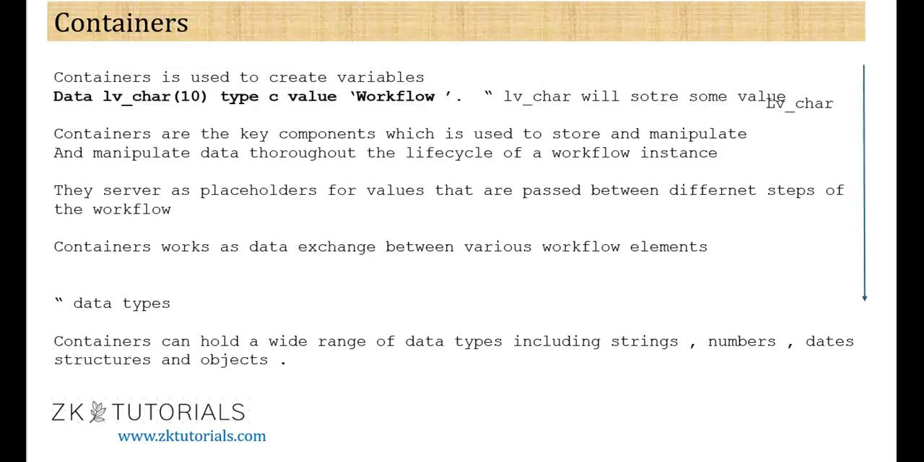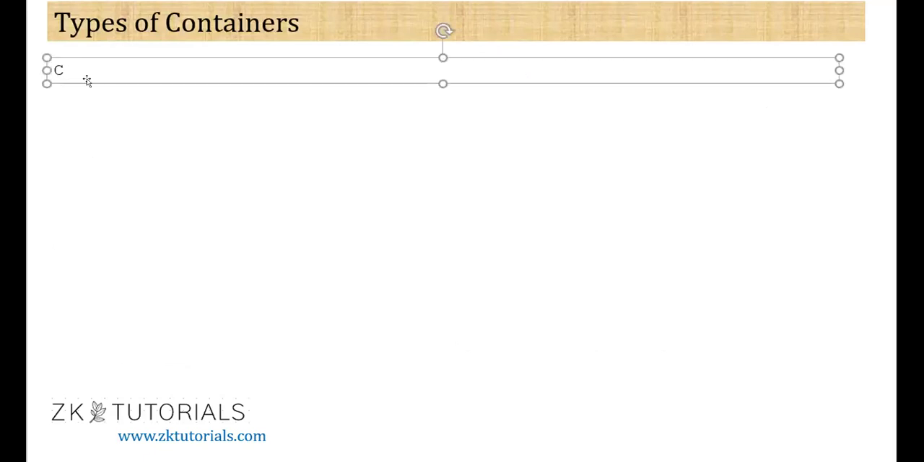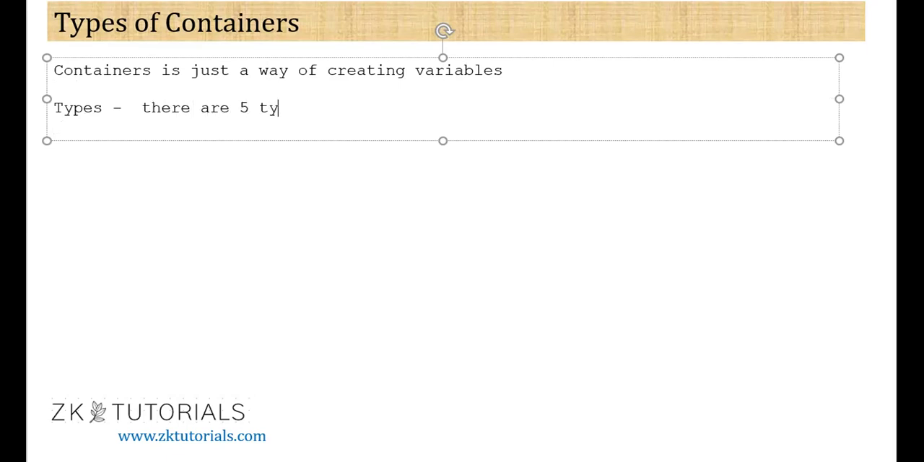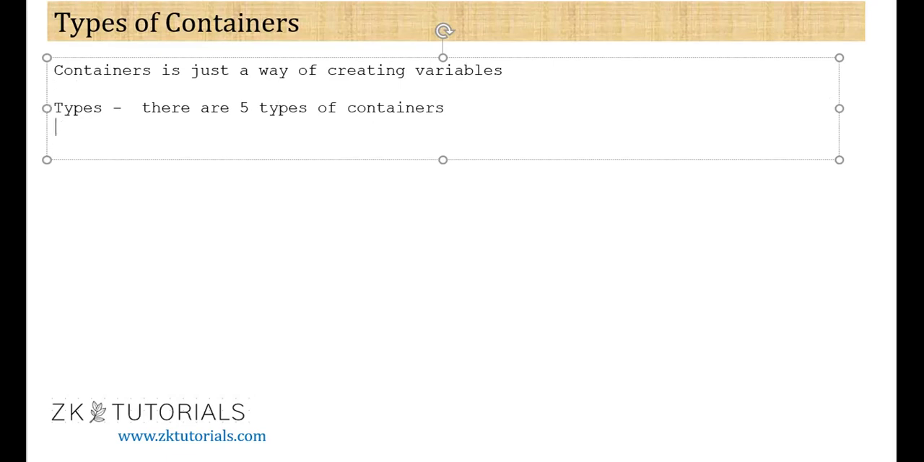In today's session, as I told you in the last session, we will discuss the different types of containers. Before we start, a container is just a way of creating variables. Correct? That is what my container says. There are five types of containers which we are going to discuss.